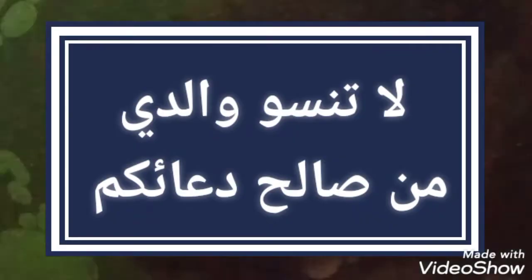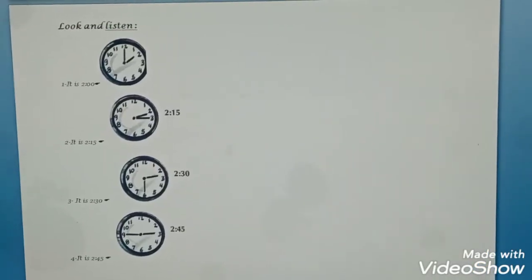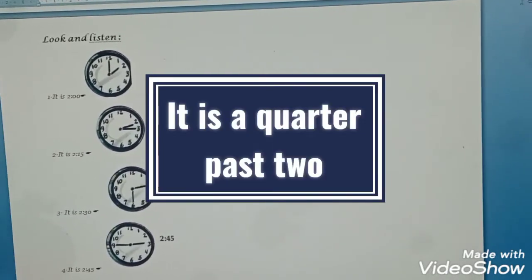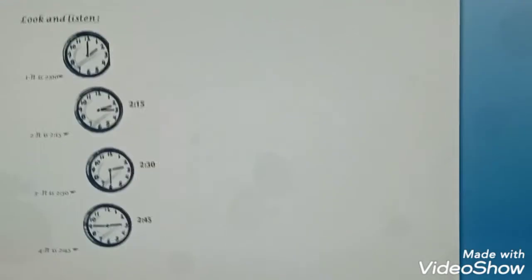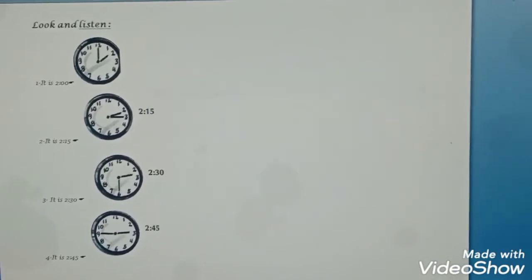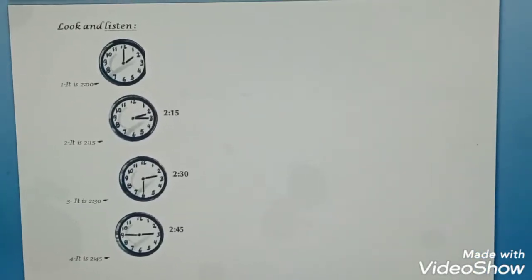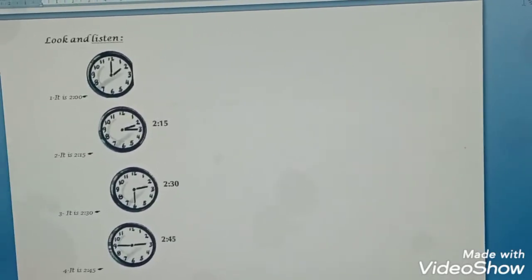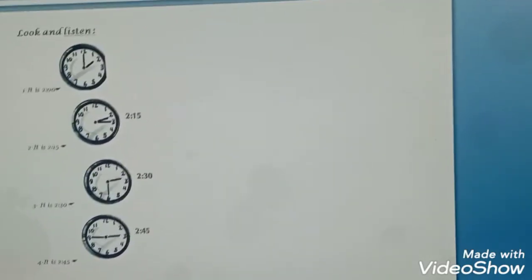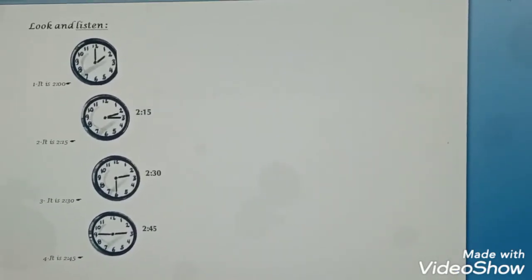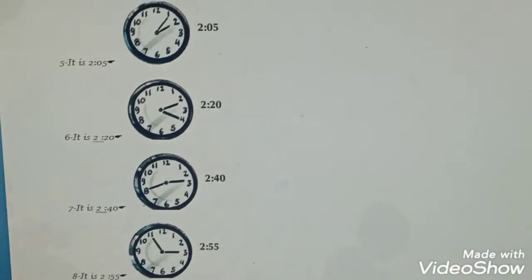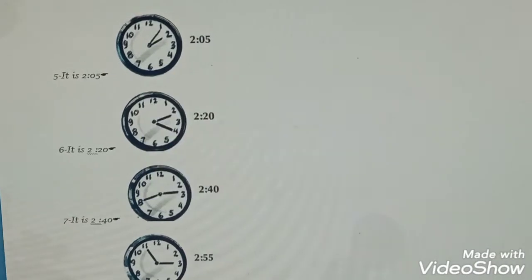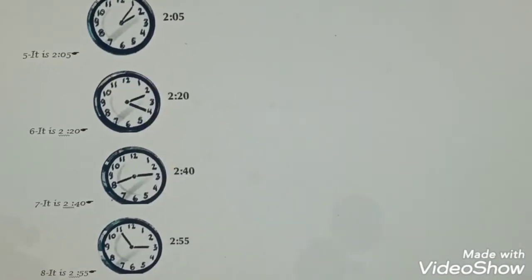Past means after. So you look and listen. It is 2 o'clock. It is 2:15. It is 2:30 and it is 2:45. It is 5 past 2. It is 20 past 2, it is 20 to 3, and it is 5 to 3.